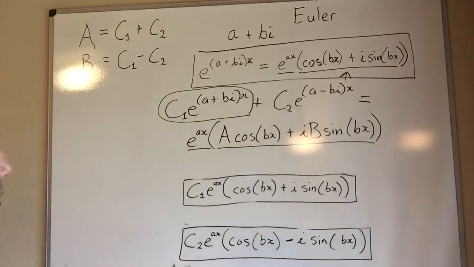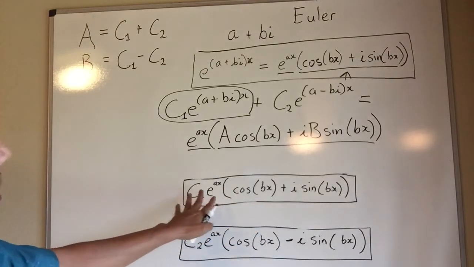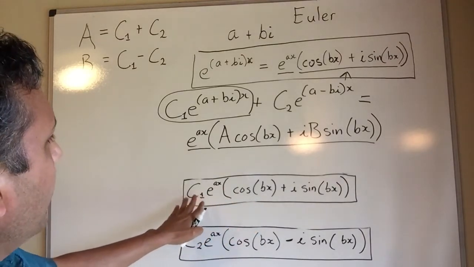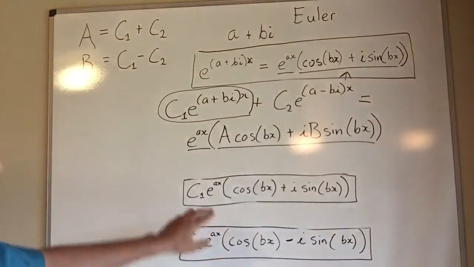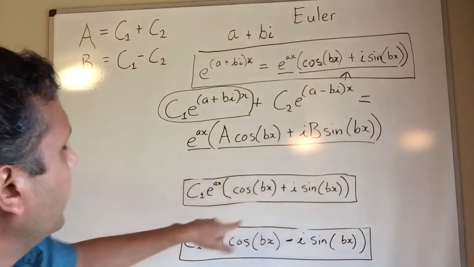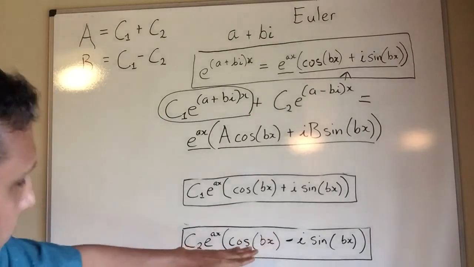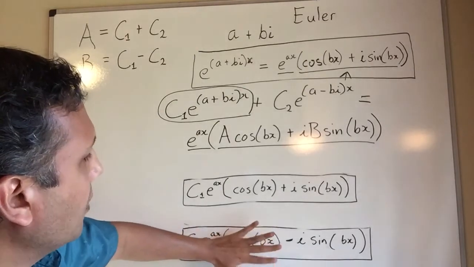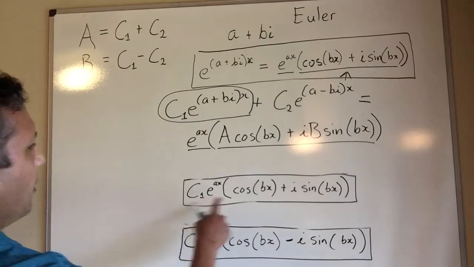Now I have, so what I can do is multiply these values through. So I can multiply this constant C1 e to the AX to each of these terms inside the parentheses. I can do the same with this constant C2 with the trigonometric functions inside the parentheses. So I'm going to go ahead and multiply through.